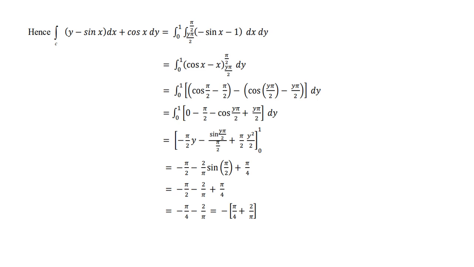So first we have to integrate the innermost one with respect to x, then the outer one with respect to y. By integrating the inner one with respect to x, we will get the integral from 0 to 1 of 0 minus pi by 2 minus cos y pi by 2 plus y pi by 2 dy. Now integrating this with respect to y, we will get the value as minus pi by 2 minus 2 pi divided by pi sine pi by 2 plus pi by 4 when the limits 0 and 1 are applied in the place of y. Now by simplifying this, we will get the answer as minus pi by 4 plus 2 by pi.